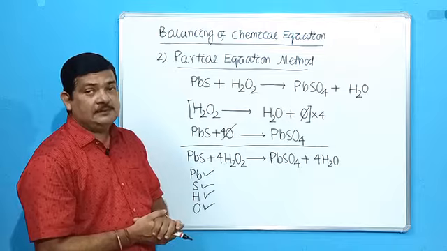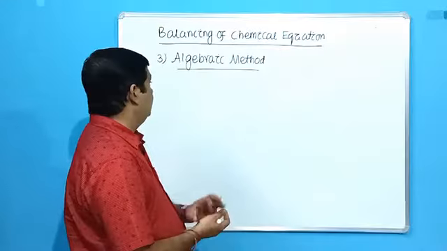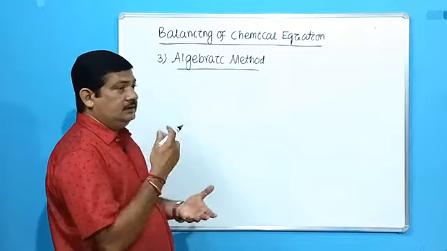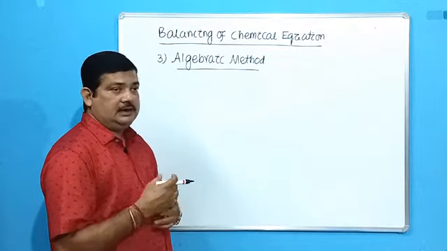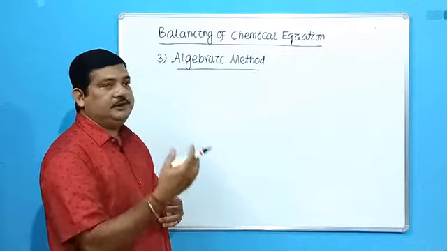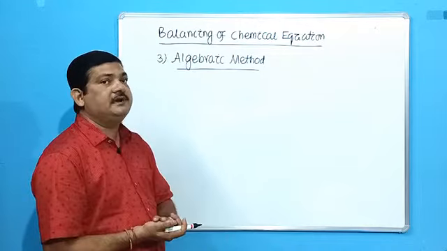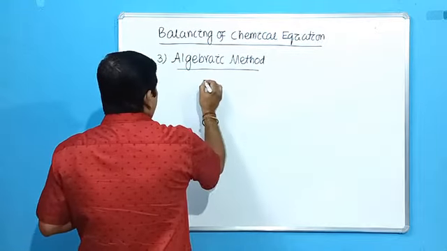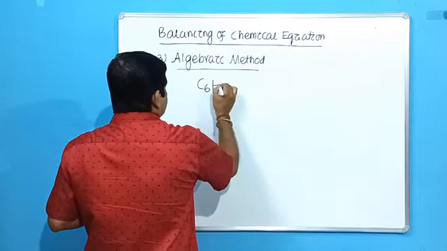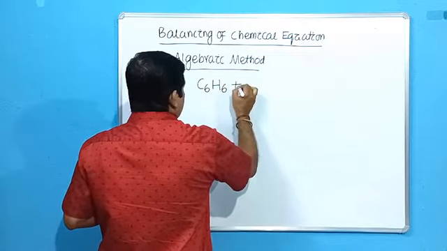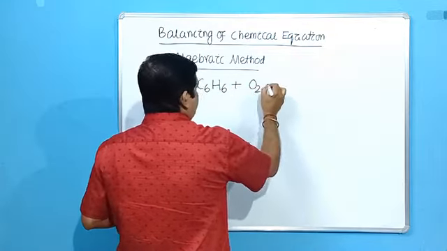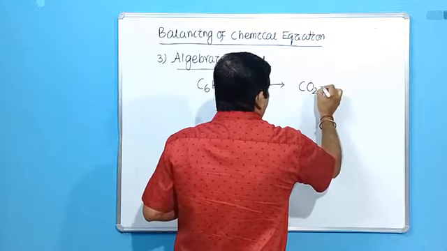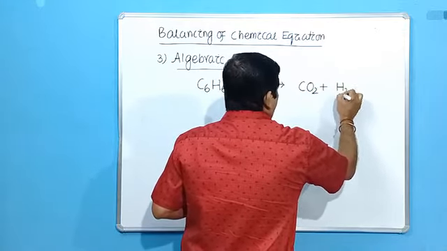Next we will go to algebraic method. So next students we will go to algebraic method. Okay, algebraic method, that means we will use A, B, C, D instead of the coefficients and find out the values of A, B, C, D and place them accordingly. For example, we will take C6H6, that is benzene, plus oxygen. It will give carbon dioxide plus water.